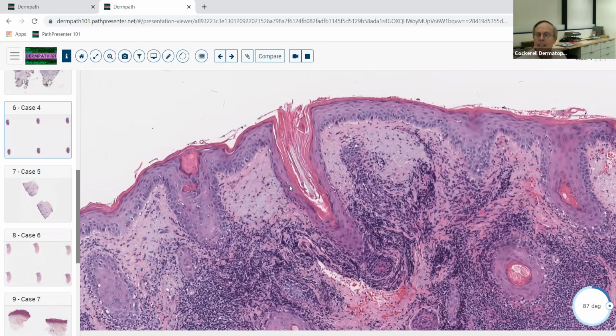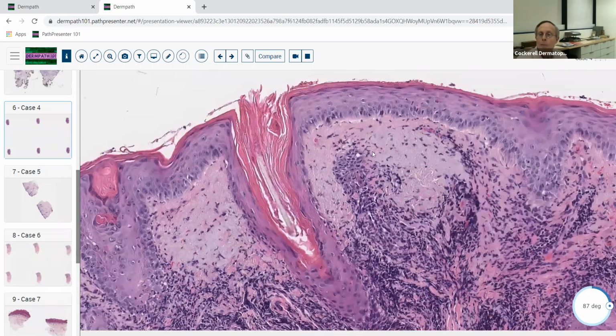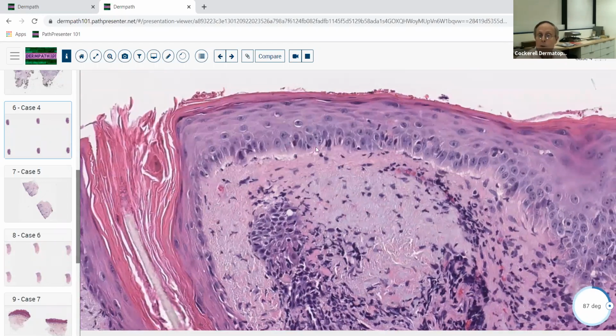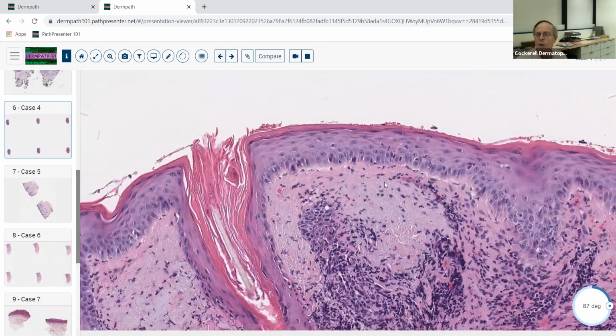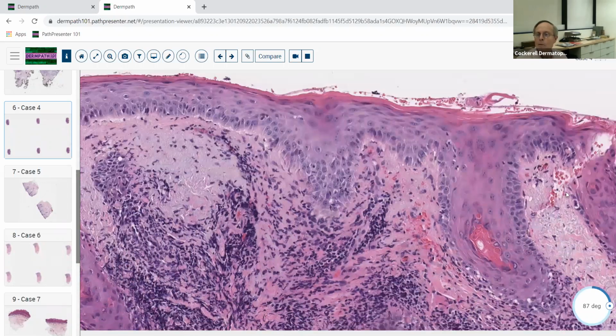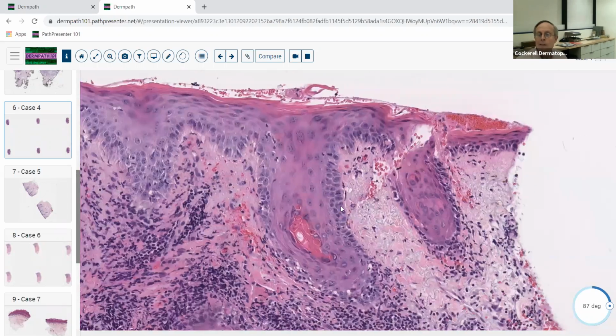But when you get a denser infiltrate like this with follicular plugging, with thickening of the basement membrane zone, perhaps some residual vacuolar alteration and some smudging like we see here, that's pretty classic for discoid lupus erythematosus, which is an example of what we're looking at in this case here.